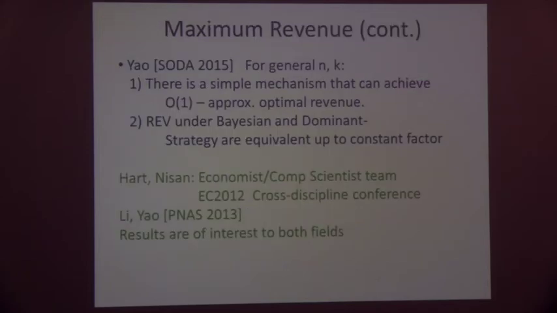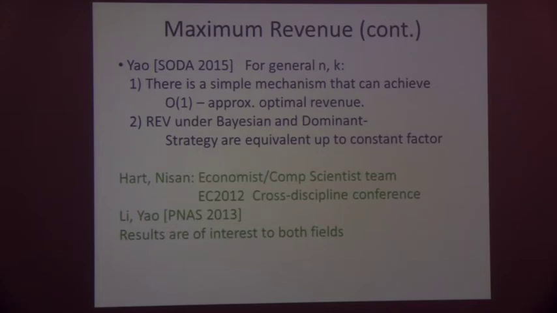Now, what about the more general case? And earlier this year, at STOC, this paper solved that for general n and k, there's a simple mechanism that can achieve constant factor optimal revenue. So far, this is very much thinking like a computer scientist. You think about the approximation algorithm, how to design simple ones, and you analyze them. But in the process, one can get a lot of structural insight. You can prove some structural theorems which characterize what the near optimal algorithm must look like.